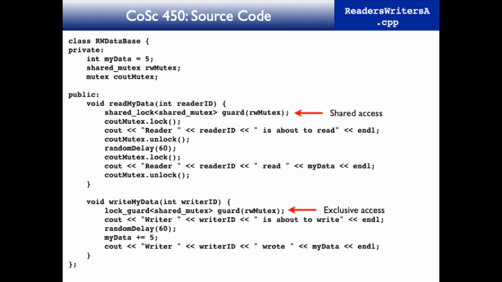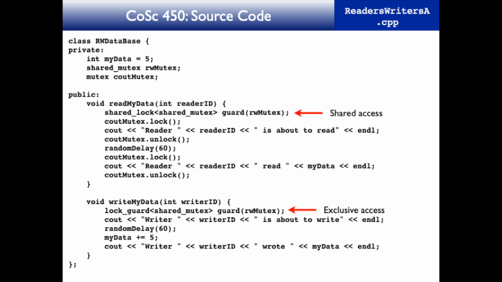And so we have a little binary mutex surrounding our cout, which just says reader, gives the reader ID, is about to read. And then we have a little random delay of 60, and then we have a cout mutex lock, and we output reader read, and then the reader reports the data that he read. And then, of course, by that RAII feature, the shared mutex is unlocked when the last reader exits my data.